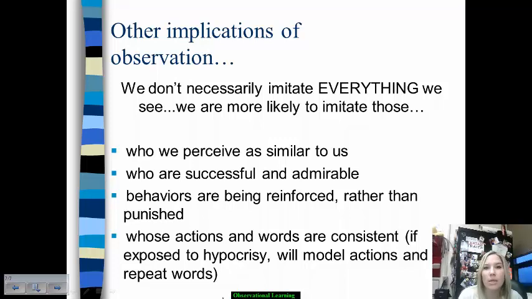Finally, we are more inclined toward modeling the behaviors of someone whose actions and words are consistent. So by that we mean they're not hypocritical. They don't do one thing and then say the complete opposite, or they don't say something and then act on the complete opposite of what they say. That's not to say, though, that we don't model those who are hypocritical, because even though we're more likely to follow someone who is consistent in action and word, it doesn't mean we won't observe and learn and model off of those who are hypocritical. If we're exposed to hypocrisy, more than likely we will still model some level of those actions and repeat the words. So we will, to some extent, model that hypocrisy as well.